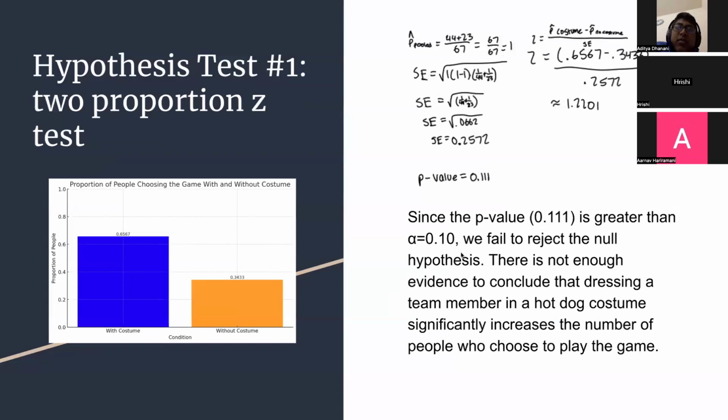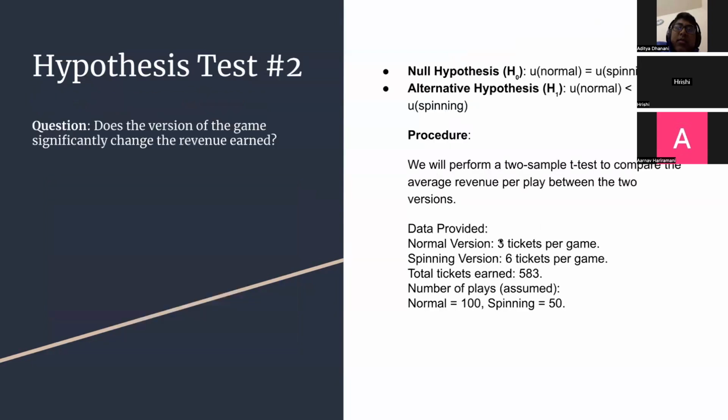So for our two proportion z-test, on the left we can see the proportion of people choosing the game with and without the costume on the histogram, and on the right we have their calculations which came to a p-value of 0.111, which is greater than the alpha value. So we failed to reject the null hypothesis. There's not enough evidence to conclude that dressing the team member in a hot dog costume significantly increases the number of people who choose to play the game.